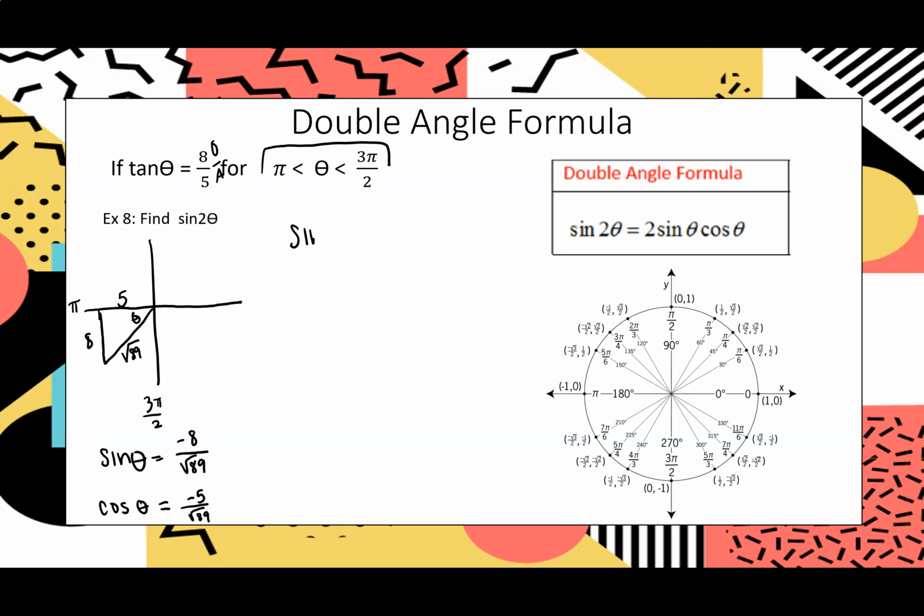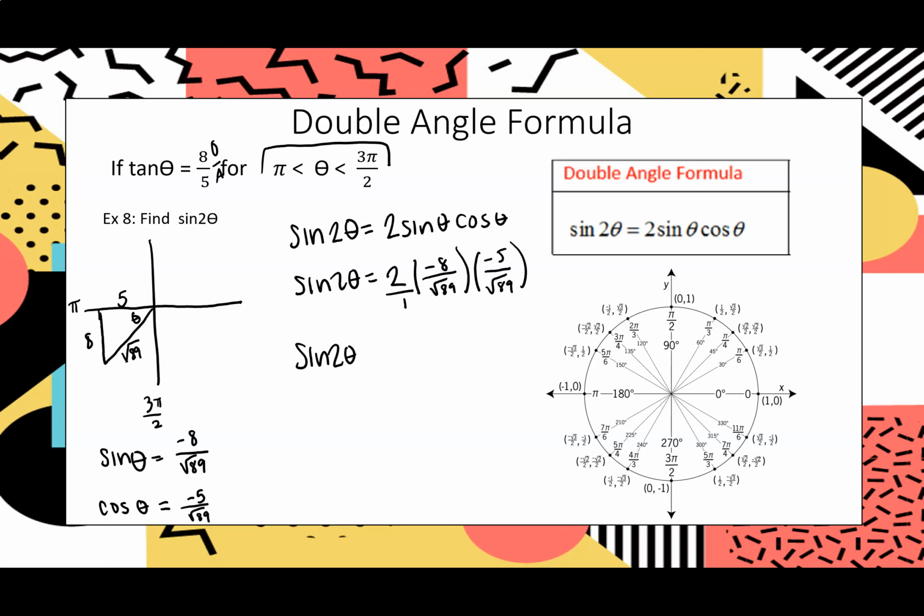So let's go ahead and solve this. We've got sine of 2 theta is going to be equal to 2 sine theta cosine theta. So sine of 2 theta, let's plug in, we get 2 times negative 8 over root 89 times negative 5 over square root of 89. Put this 2 over 1, and we get the sine of 2 theta is, let's multiply my numerators, 2 times negative 8 times negative 5 is an 80, and then 1 times the square root of 89 times the square root of 89. Well, multiplying these two things cancels out the square root, and we're just left with 89, and that is our answer.